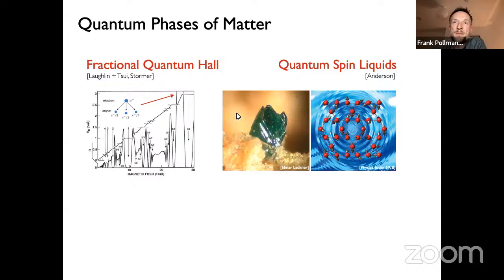So the main point I want to make is that if we take a certain class of materials or systems and cool them down to low temperatures, the interplay of quantum mechanical fluctuations and the interaction between these simple constituents can yield rather exotic and exciting physics.